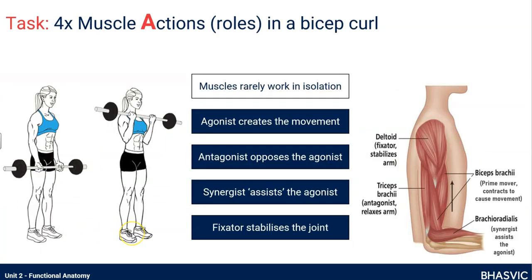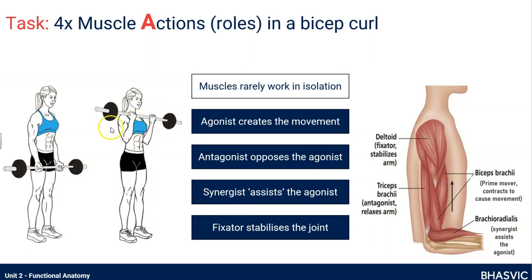So hopefully that's a lot of examples of antagonistic pairs. The agonist does the movement by contraction, and the antagonist, the partner muscle, opposes the agonist, and has to lengthen and relax to allow a movement to happen. However, as I said, we need to know the 4 muscle actions, or the 4 roles that muscles may take on. And the additional 2 are called the synergist and the fixator roles.